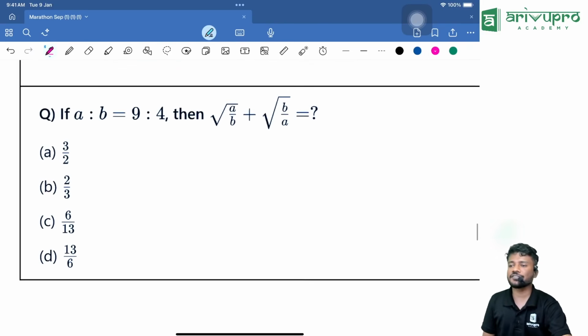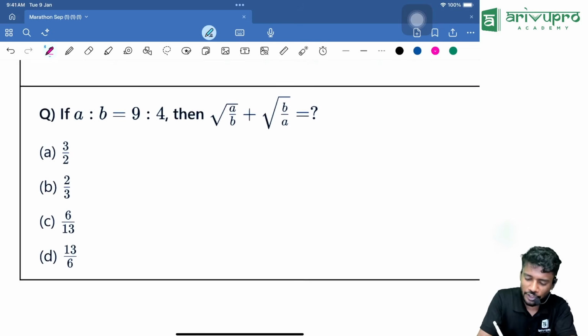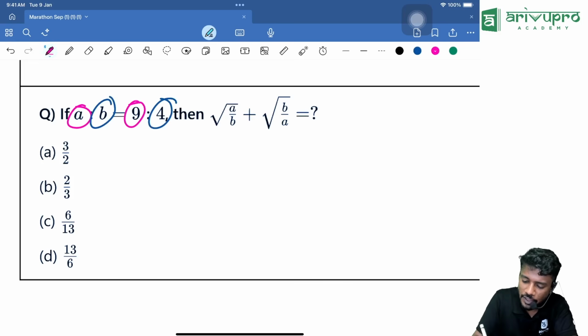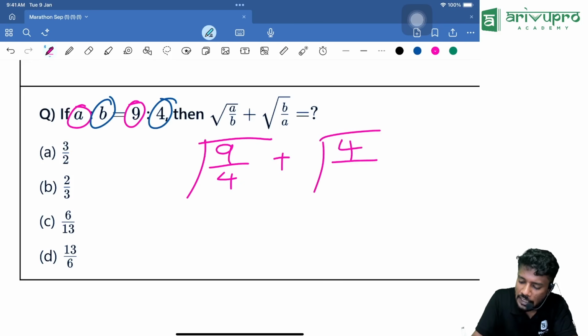Now, get me the answer for this, people. What are you going to do? Instead of A, what you will put? 9. Instead of B, what you will put? 4. Now, get me the answer. That is root of 9 by 4 plus root of 4 by 9.